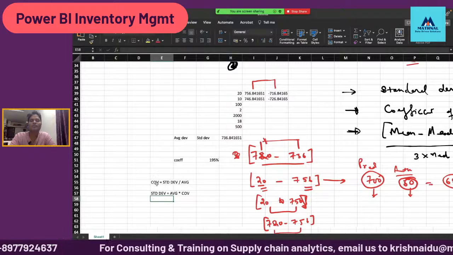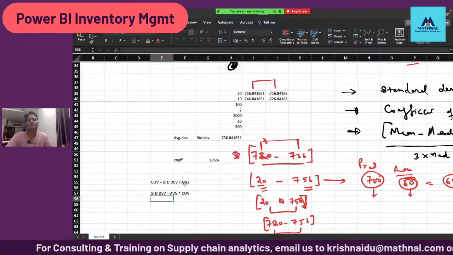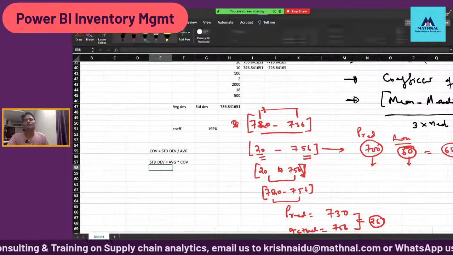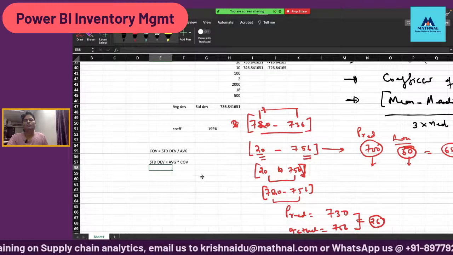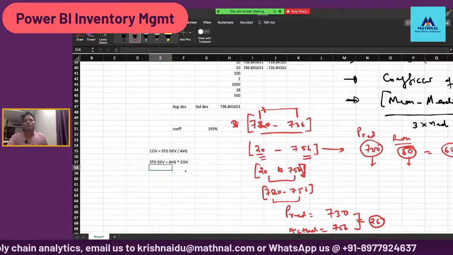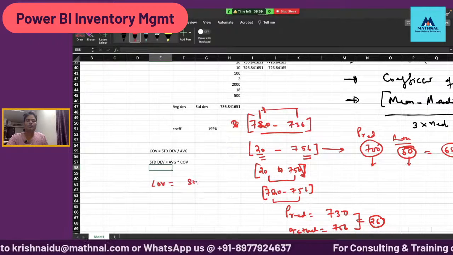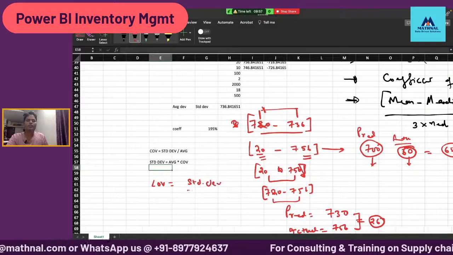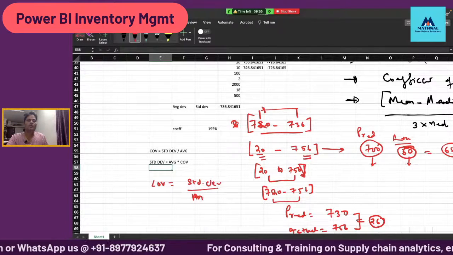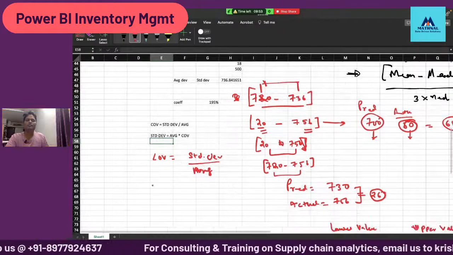Okay, sir. Because COV is equal to standard deviation by average. So this is the formula: coefficient of variation is standard deviation divided by average. Yes, this is the formula for coefficient of variation. Okay, now what is standard deviation?